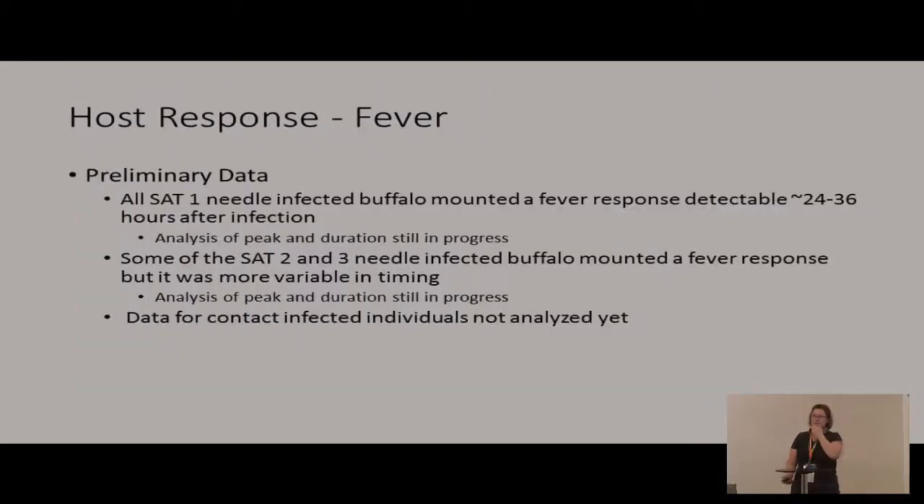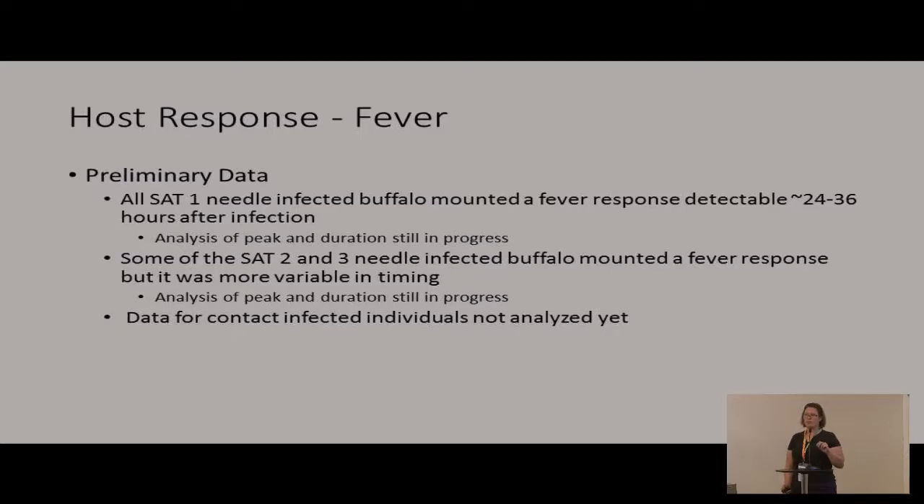Okay, what about fever? I said we measured fever. So I haven't finished this analysis yet. It's actually kind of complicated because we had to clean the data up. But in SAT1 needle-infected buffalo, all of them developed fevers. The magnitude of the fever response or the length of the fever response I don't have, but they're up there in the 103 degree Fahrenheit range. So they're real fevers.